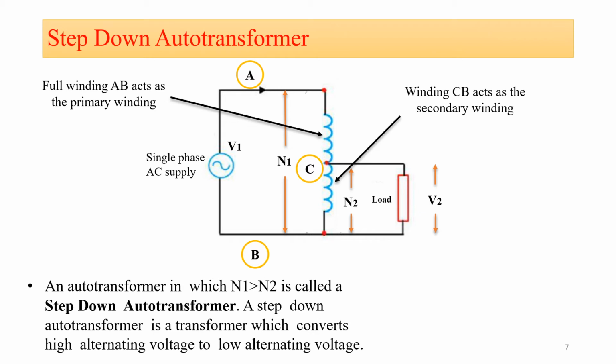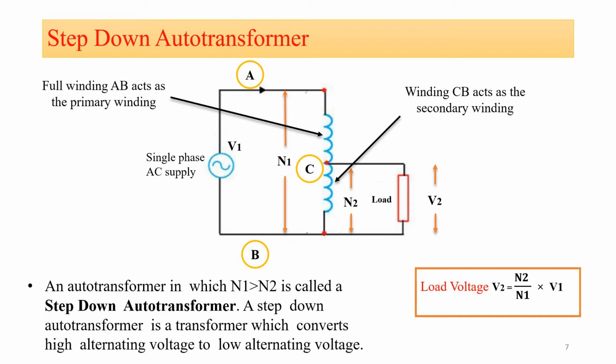This principle is the same as that of the conventional type of transformer, because for a conventional transformer also, if the total number of primary windings is greater than the total number of secondary windings, then that type of transformer is called a step down transformer. The same principle is applied here, that is when N1, the primary winding, is greater than N2, the secondary winding, then this type of transformer is called a step down auto transformer. A step down auto transformer converts the high alternating voltage to the low alternating voltage. That's why it is called a step down auto transformer.